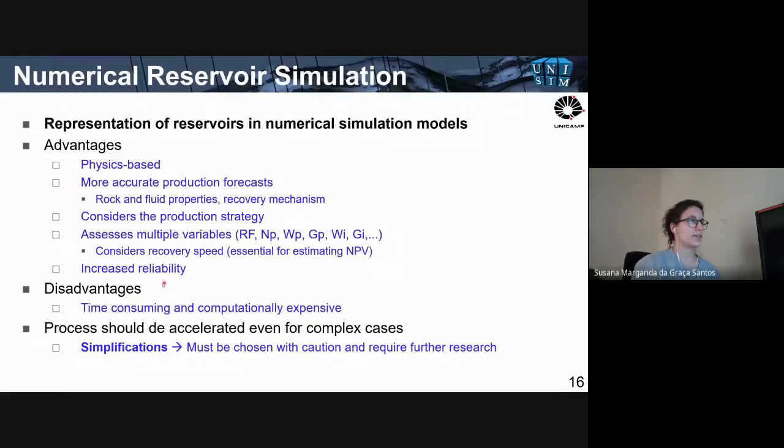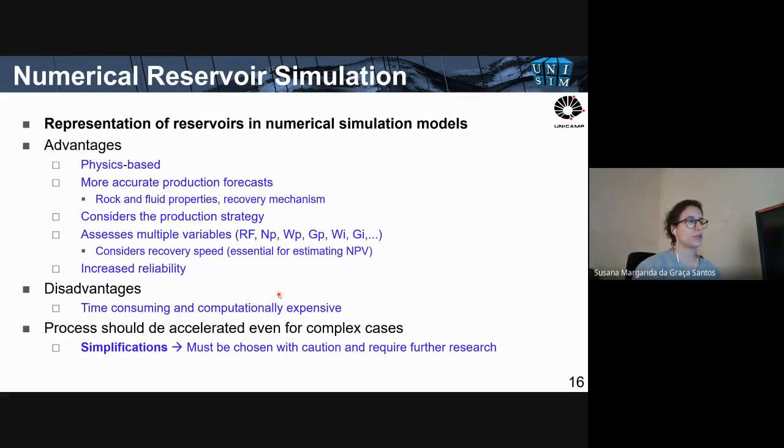The disadvantages: obviously it's time consuming and computationally expensive, especially with these new kinds of reservoirs we have in the pre-salt, where we need to use very complex simulation models so that they can capture all the heterogeneities. We have to use specific grids to capture all the influence of the fluids, the interactions. I was missing the words fluid interaction. You also need to capture that.